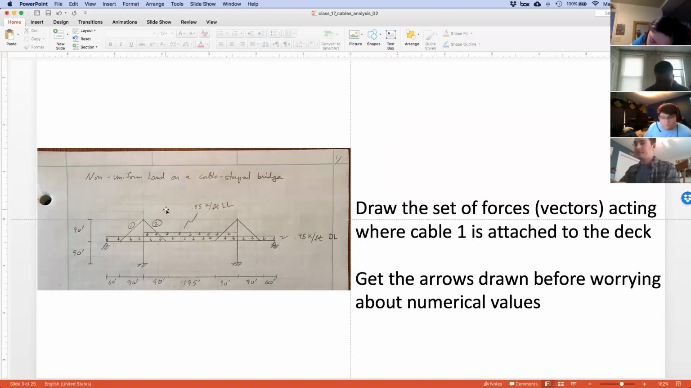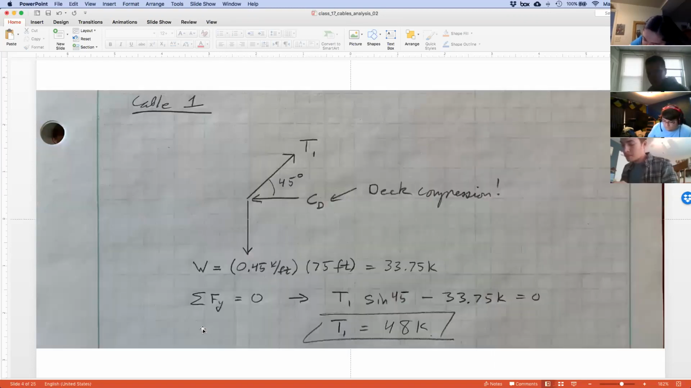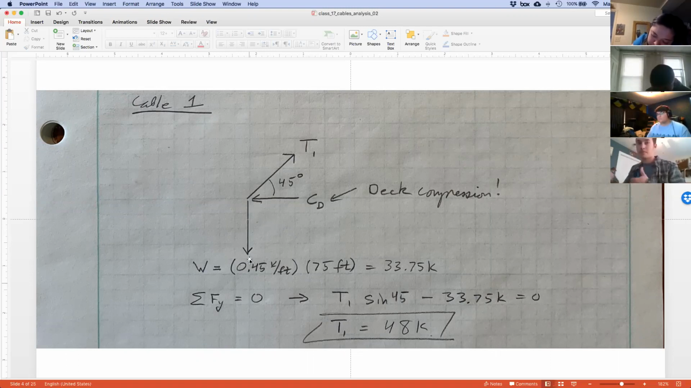Okay, so I hope you were at least able to get arrows down. In order to get them labeled, there was some calculation needed based on the loads. I'm not too terribly worried if you didn't get that written down, but here's where I hope you will have ended up. If we look at that point, we have the cable tension T1 acting upwards and to the right. We have the weight, the load acting downwards. And we can calculate that value.